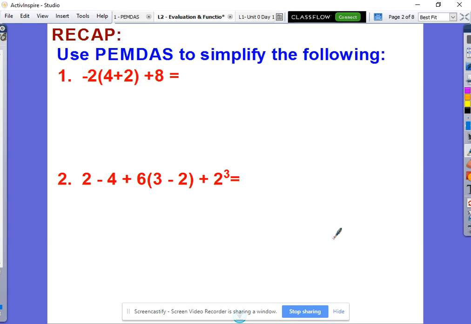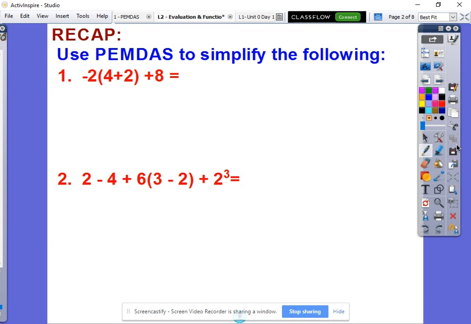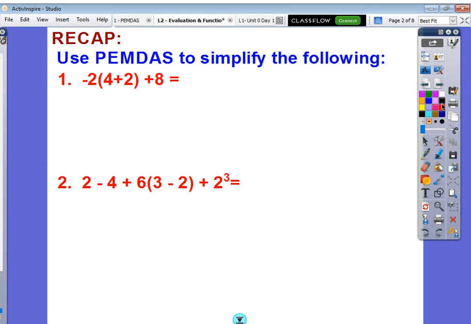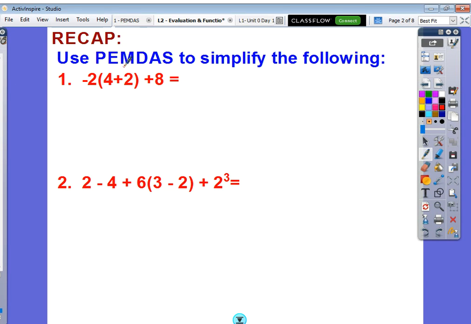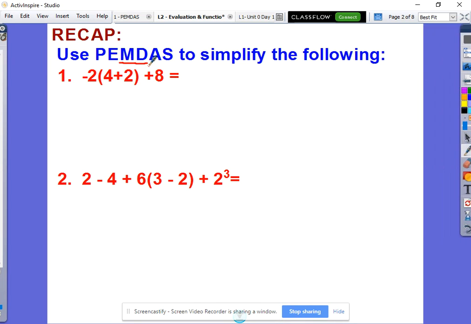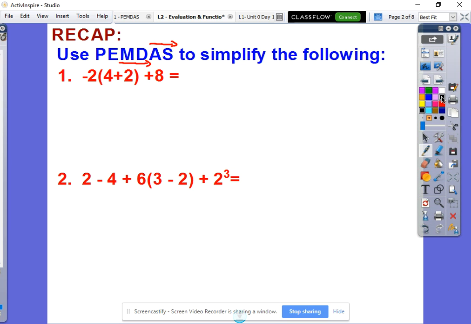All right, folks. So, gonna do some recap from yesterday. Yesterday, the main thing we wanted to make sure you were able to do was use PEMDAS. So, if we remind ourselves, PEMDAS: multiplication and division happen simultaneously, always from left to right, and so do addition and subtraction, always from left to right. So we can't be lazy. We want to make sure we're following those steps carefully.